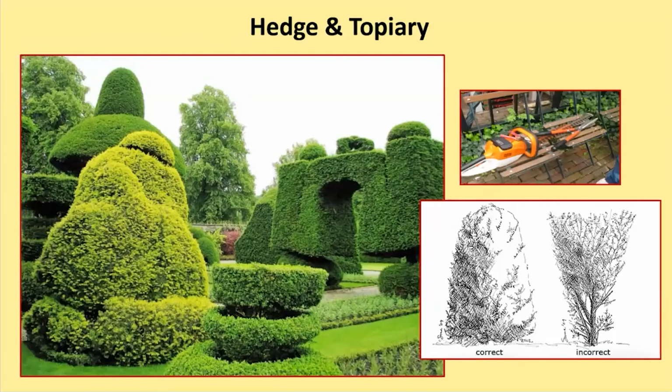And I just want to mention quickly hedge and topiary. I don't see a lot of topiaries here, but I do see hedges. And I think most of us already know that in the hedge, you want the bottom to be slightly wider than the top. And this will allow sunlight to reach the lower portion and keep it looking green and full.